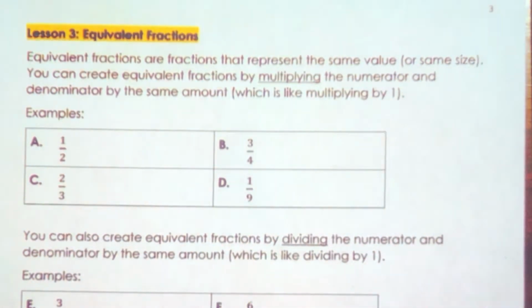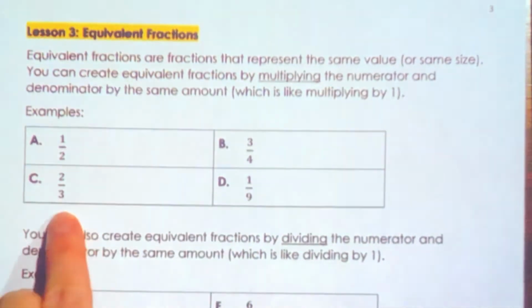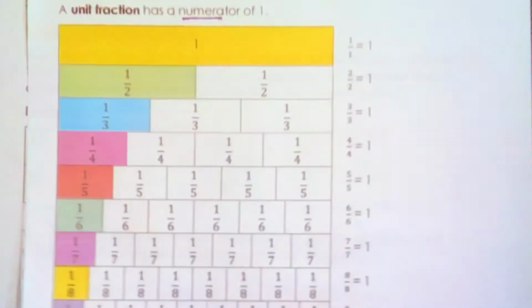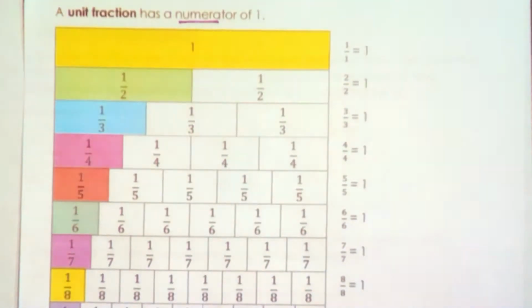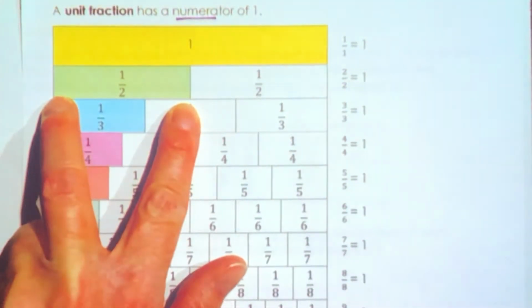Okay, so some of our examples we have here: 1/2, 3/4, 2/3, 1/9. Our job is to create an equivalent fraction, a fraction that has the same value, using multiplication. I'm going to start off and actually refer back to the diagram we looked at yesterday. Maybe it was yesterday for you. So here's 1/2. I said that equivalent fractions are the same size. They take up the same amount of space.